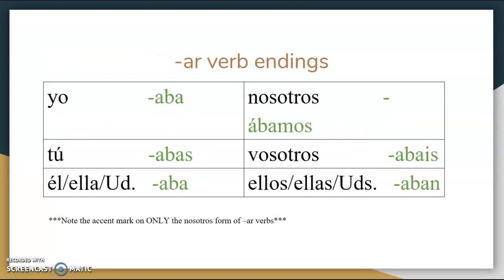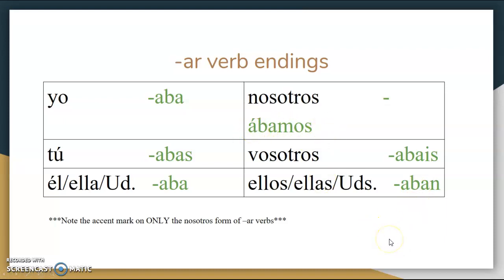Here we go. Here's your AR verb endings. They sound kind of funny, but the yo form aba, the tú form abas, usted form aba, and then nosotros ábamos. Notice you have the accent right here on the a. Vosotros abais, and then ellos and the ustedes form it would be aban. So aba, abas, aba, ábamos, abais, aban. Okay, and that's just for AR verbs. And notice that accent on the nosotros form.